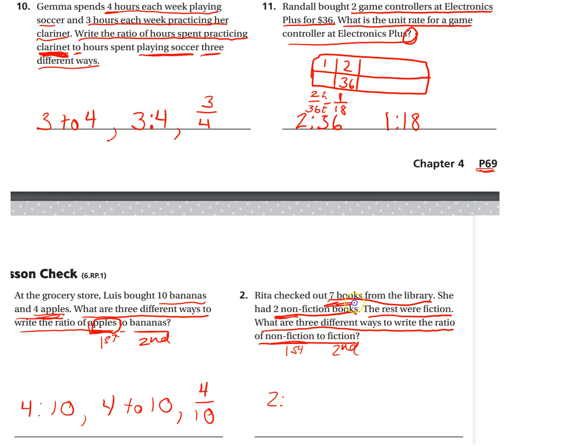Now, 7 is the total number of books, but I want just the fiction ones. Well, if there's 7 total books and 2 of them are nonfiction, that means there's 5 books left over that must be fiction. So it's 2 to 5. And then we can write that in words, 2 to 5. And then we can also write it as a fraction.